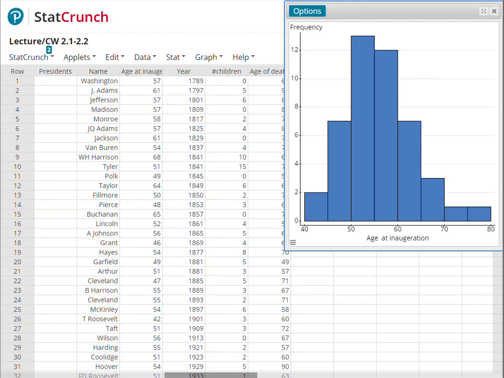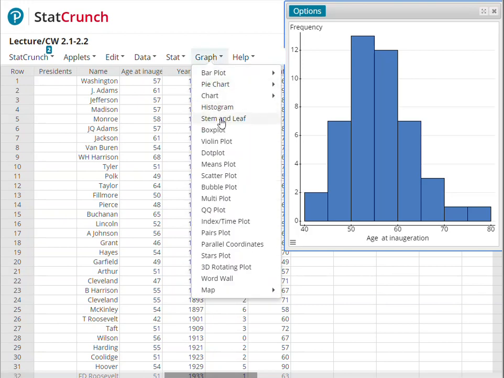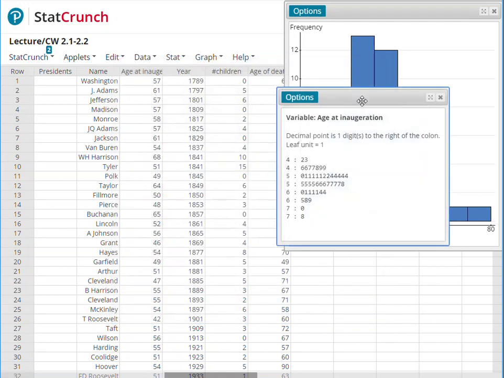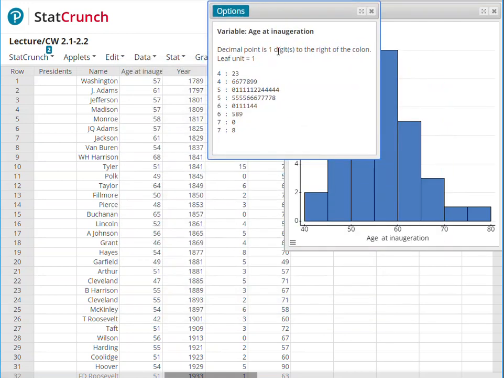The second type of graphical display we want to discuss for our quantitative variables is what's called a stem and leaf plot. So let's see what that looks like, and then I'll be able to discuss what it means. So we're going to go to Graph, Stem and Leaf, and I am sticking with the age at inauguration example. So let's select that and then not going to do anything else but hit Compute. So this is our stem and leaf plot right here.